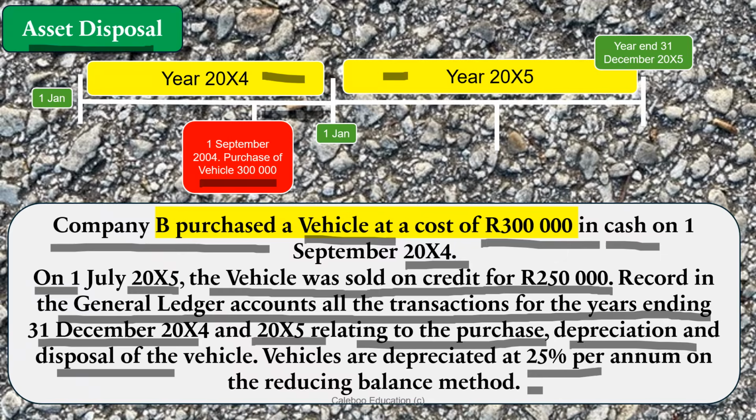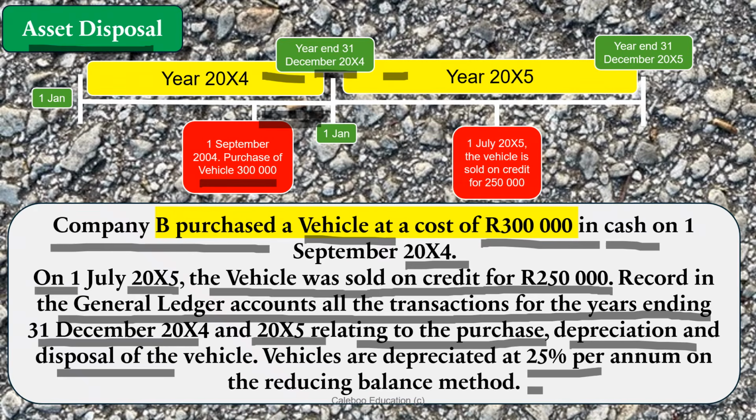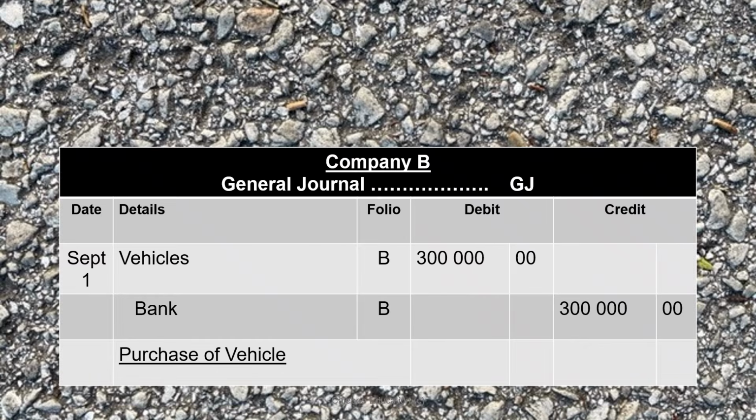You're going to see for the remainder of the year, depreciation is going to be done at year end. And then the next year in July, the vehicle was sold on credit for $250,000. So hopefully that makes all this writing a little bit clearer.